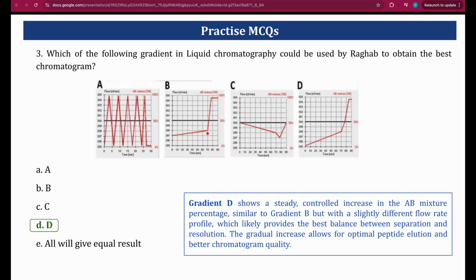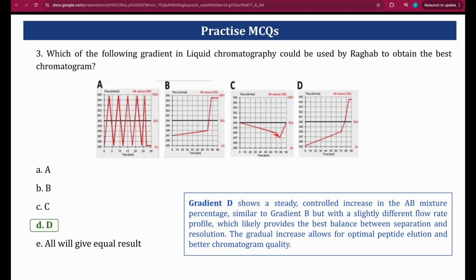So in this scenario we won't be able to properly move out the hydrophobic compounds, because they will move slowly, and then you are suddenly raising it. So what will happen, till here only a few peptides which are less hydrophobic will move, and then suddenly all the other hydrophobic ones will move out suddenly. So this will also not help you.